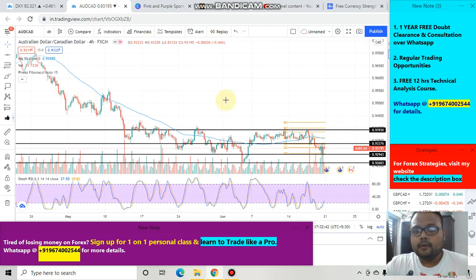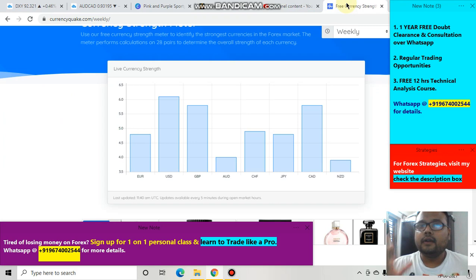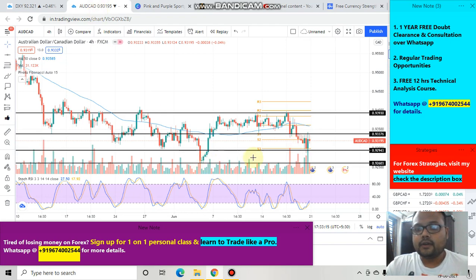But unlike the other currency pairs, AUD CAD did not see any extreme volatility or extreme turmoil. And overall the strength of AUD or Australian dollar was also weak in comparison to other currencies, because see, this is the weekly chart of currency strength meter, and you can see that weekly chart is also telling us the same story. Unlike other currencies, AUD was quite weak. AUD and NZD were weaker currencies. And as a result, we did not see any volatility as well.